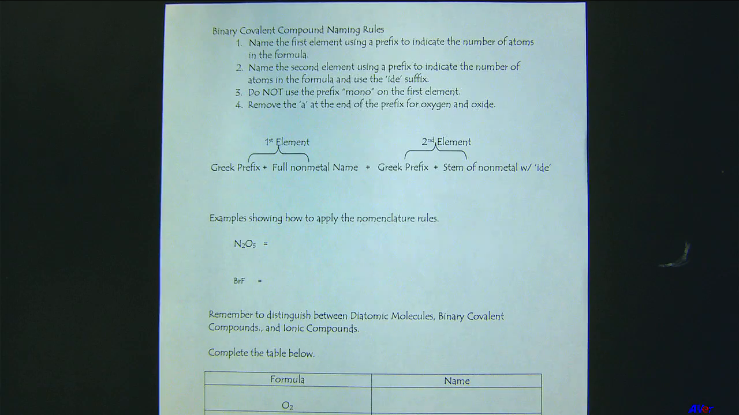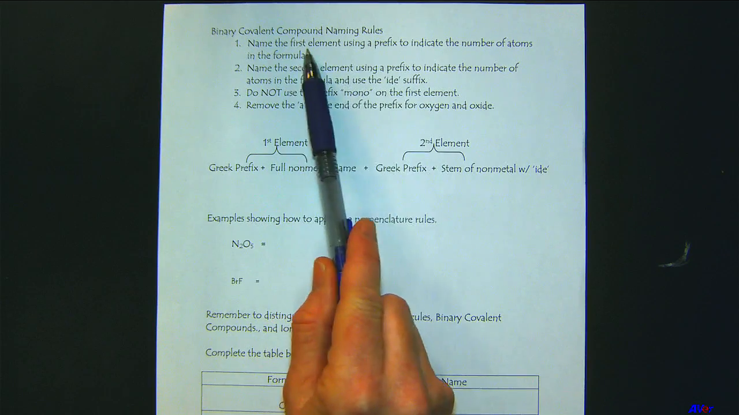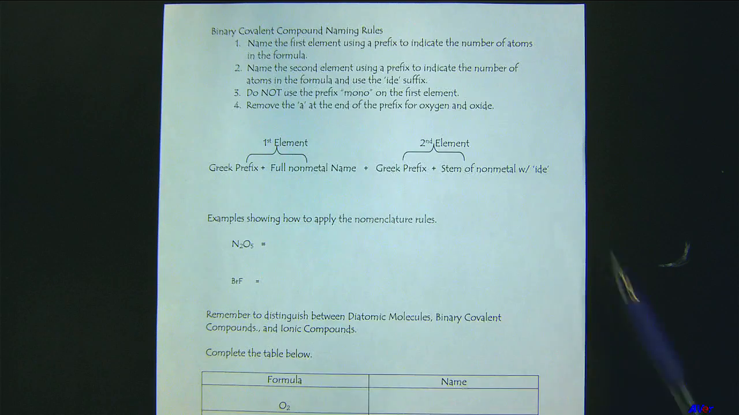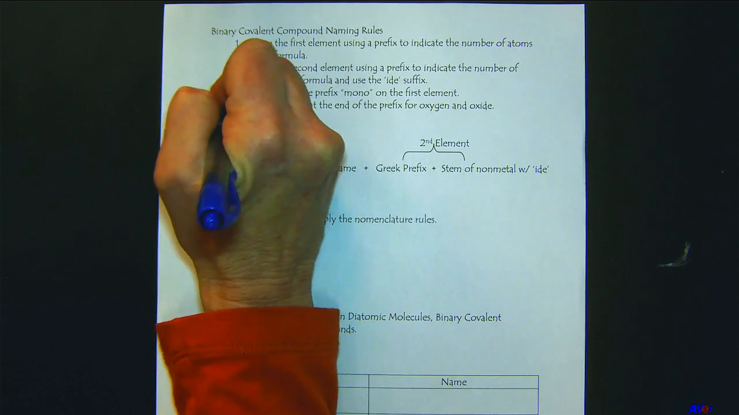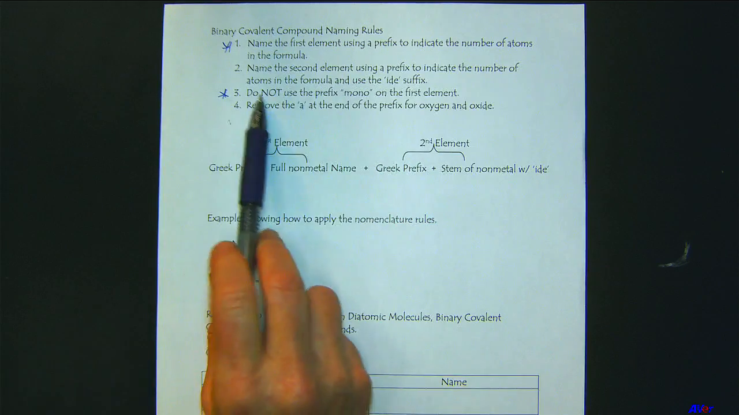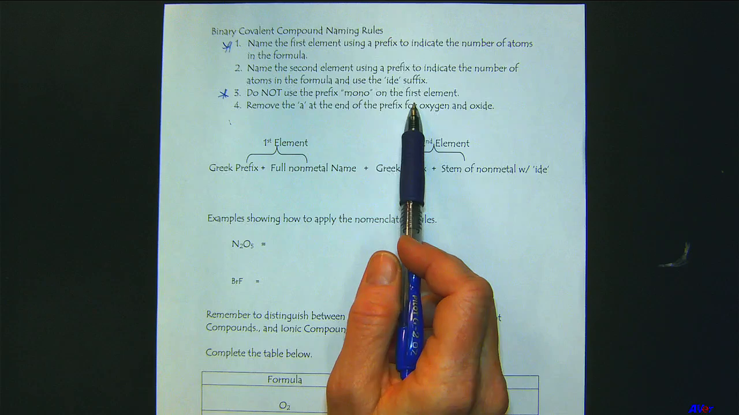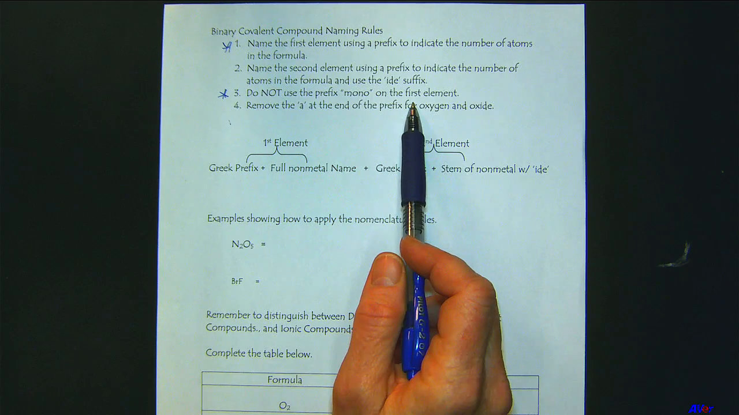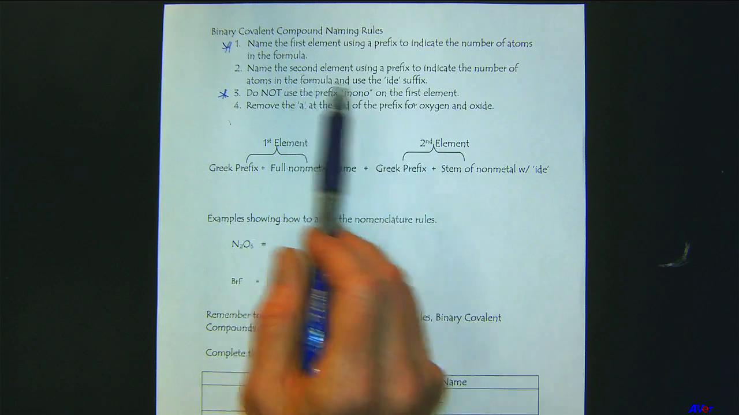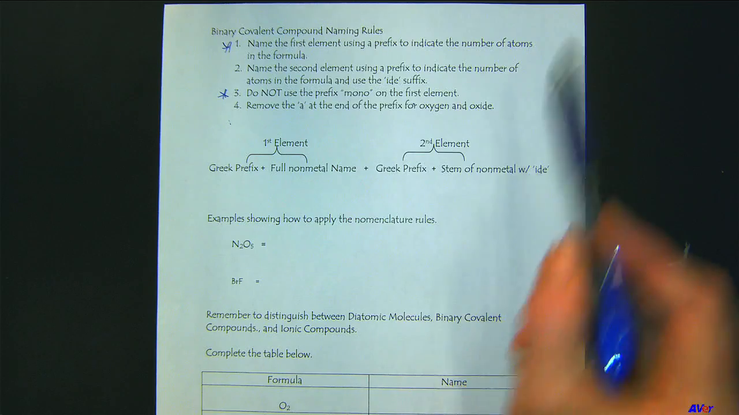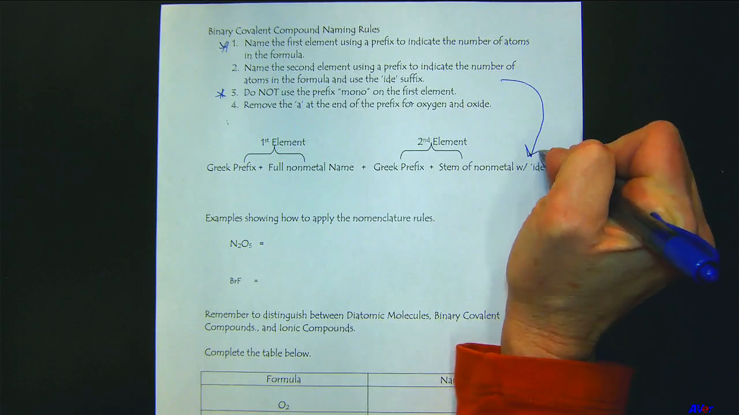Alrighty, so here are the rules that I mentioned. So we name the first element using the prefix to indicate the number of atoms. However, look down here at Rule 3. We do not use the mono prefix for the first element, okay? And we'll do an example of that very soon. And then we name the second element, and we use the "-ide" suffix like we talked about already.